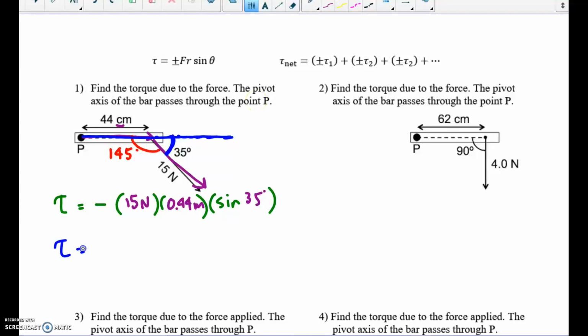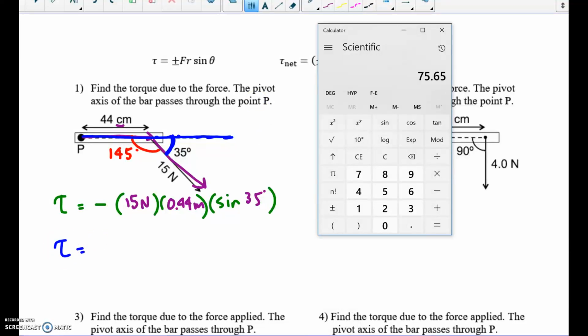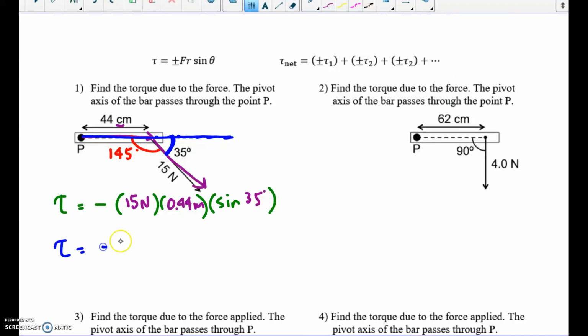When we put this into the calculator, what do we get? Because I'm using this thing, I have to do sine first. Then I'm going to multiply by 0.44. And I multiply by 15. I can't forget the negative. It's negative 3.8. And what's my unit? Oh yeah, newtons times meters. And I leave it as a newton meter. I do not change it into a joule because that's what we do only in the case of work values. So this is how we solve.